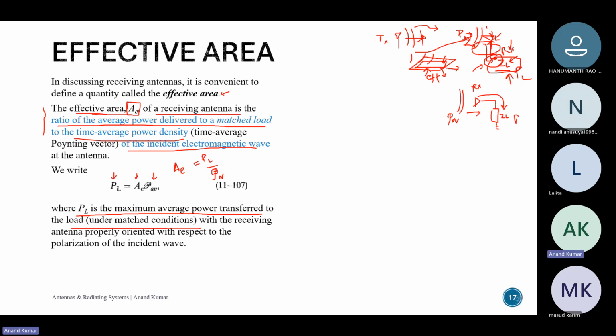So this here is the receive power at the load. So maximum average power which is transferred to the load under matched conditions with the receiving antenna properly oriented with respect to the polarization of the incident wave.